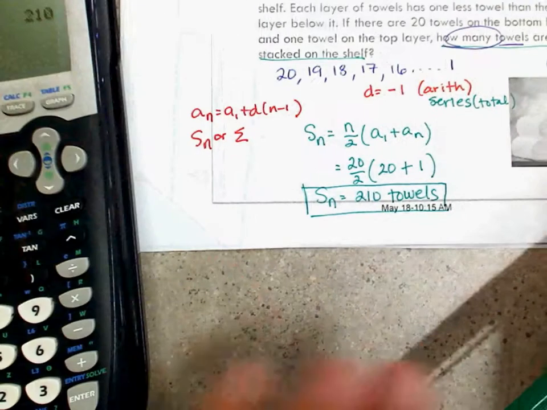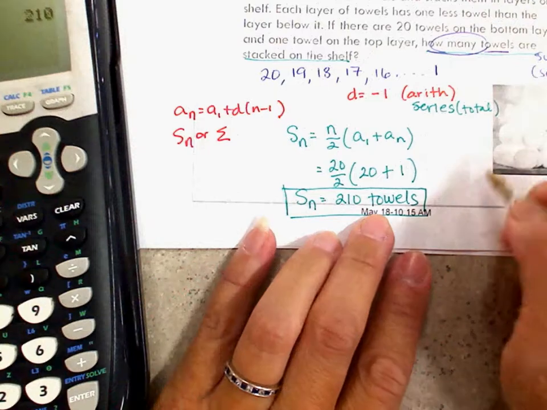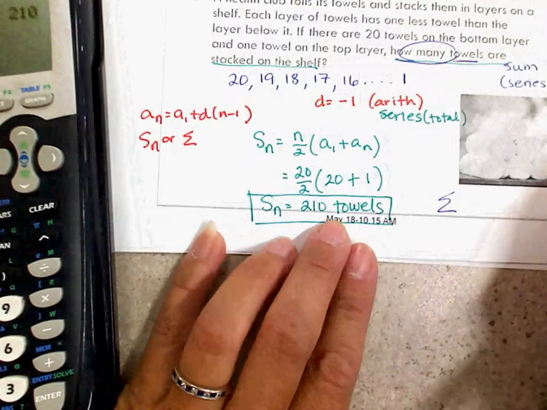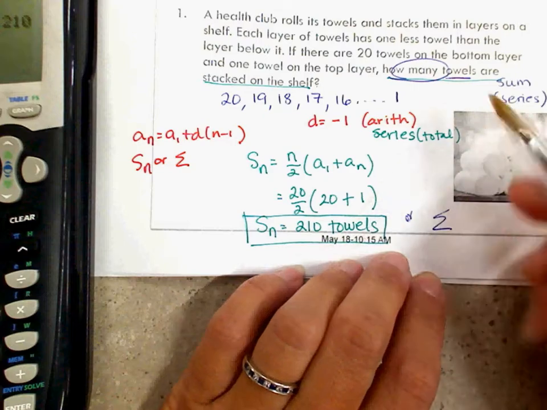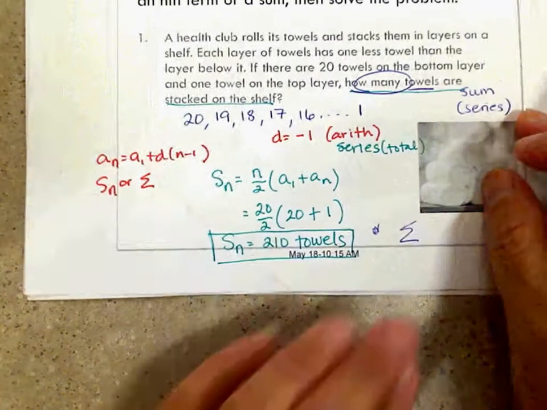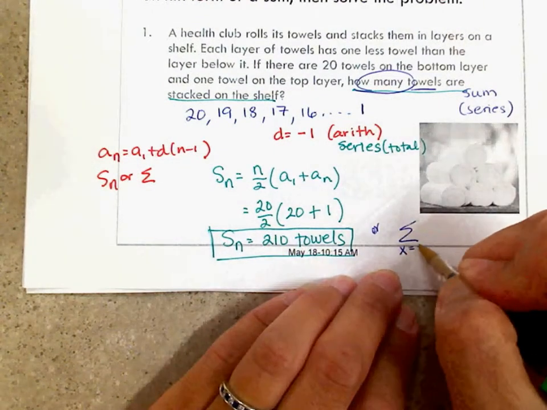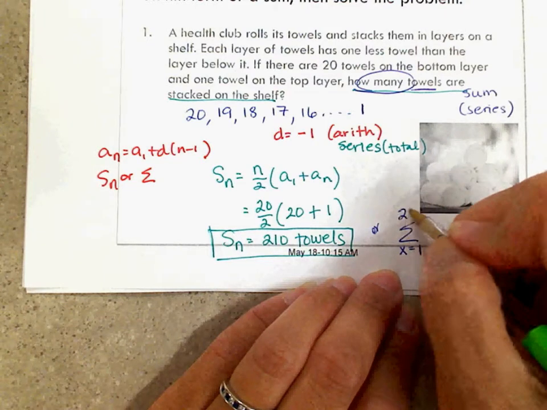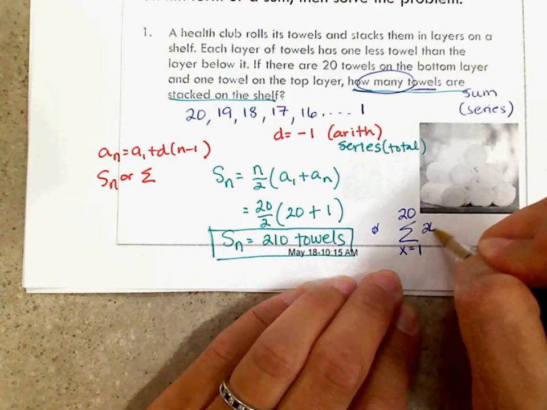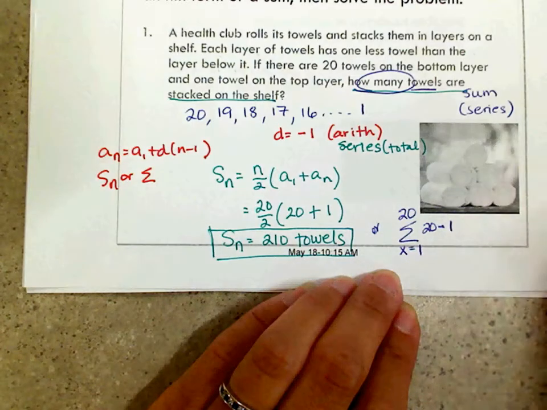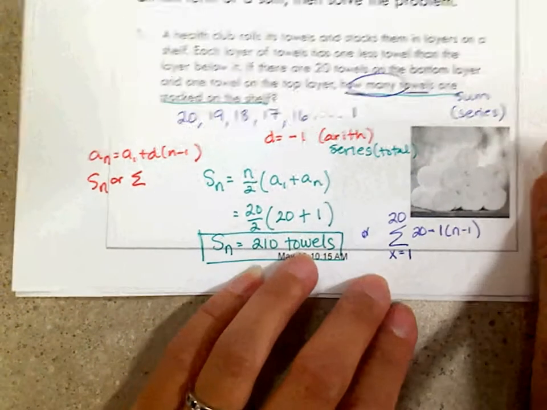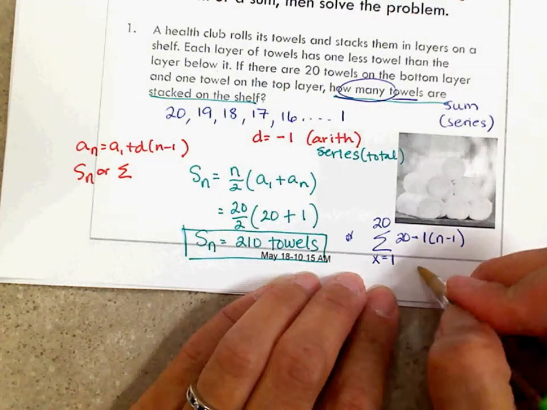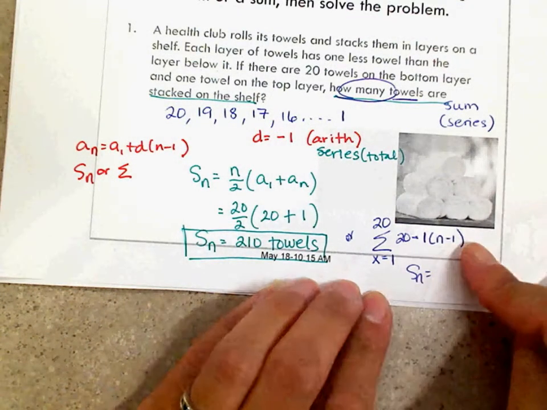What if I had done the sigma? Well, if you did the sigma, it would look like this. Remember, you can do this one or this one. I'm looking for a series, and my arithmetic sequence is the first term plus d times n minus 1. I have 20 altogether, and I can type that into my calculator just like I see it. Now remember, you can do either method, not both.